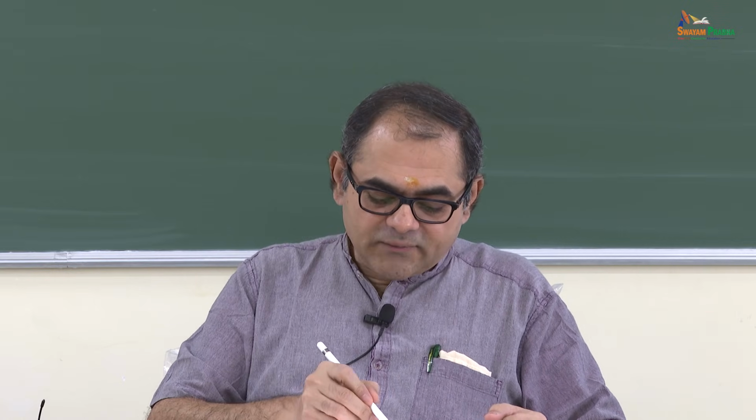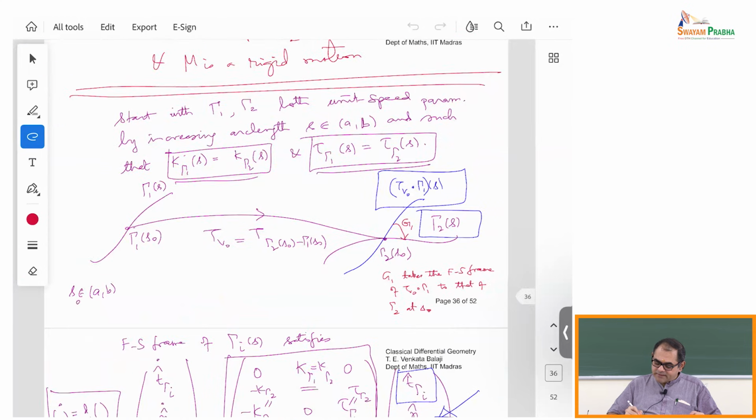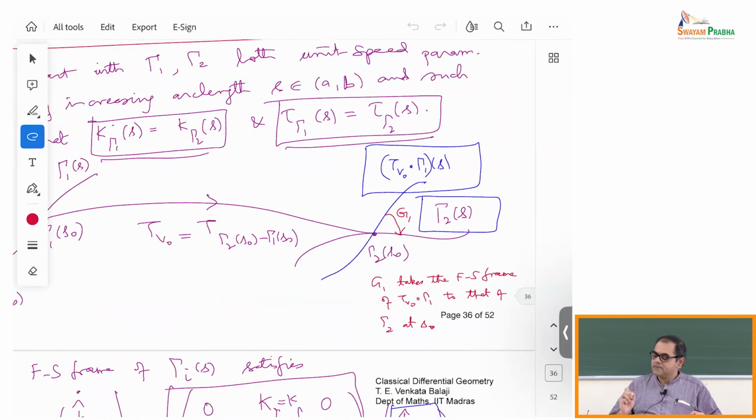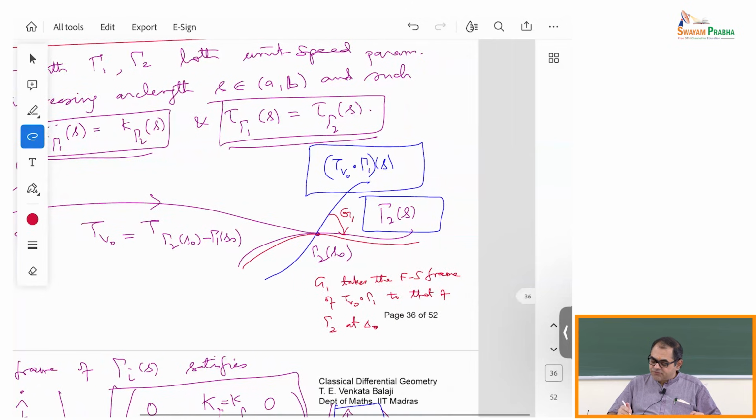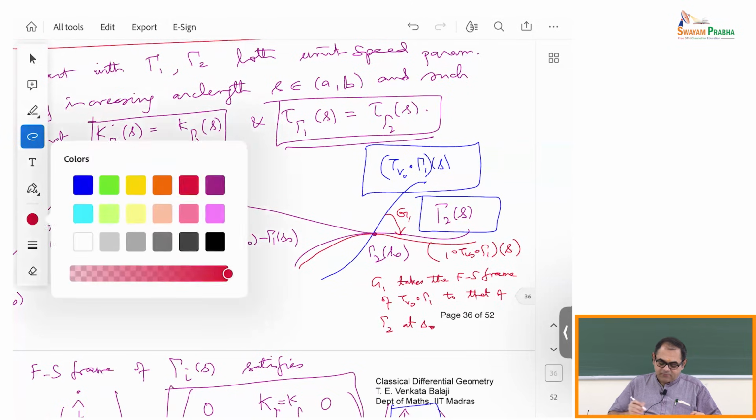But the point is now you get a new curve. So the new curve that I am getting, let me again draw it. I think I can use red. So what happens is that I get another curve like this. This red curve is G1 circle TV0 circle gamma 1 of S. This is the new curve. All right, and what have we managed to do?